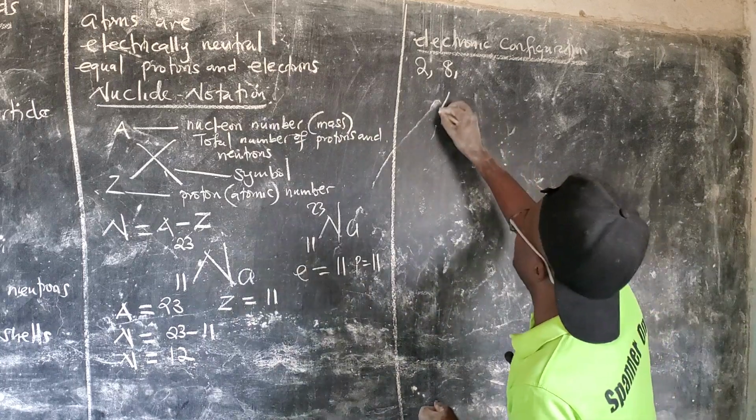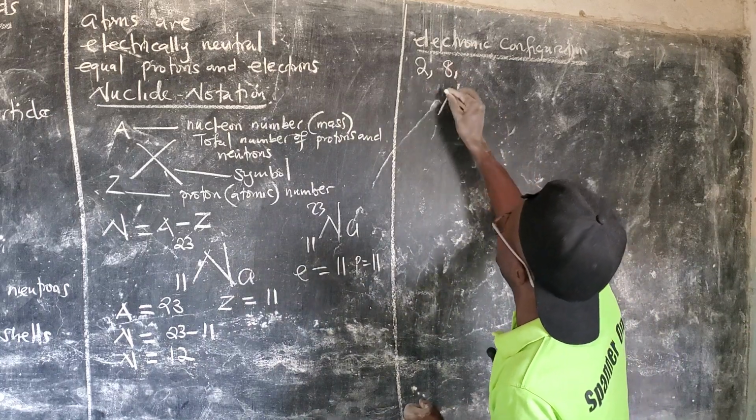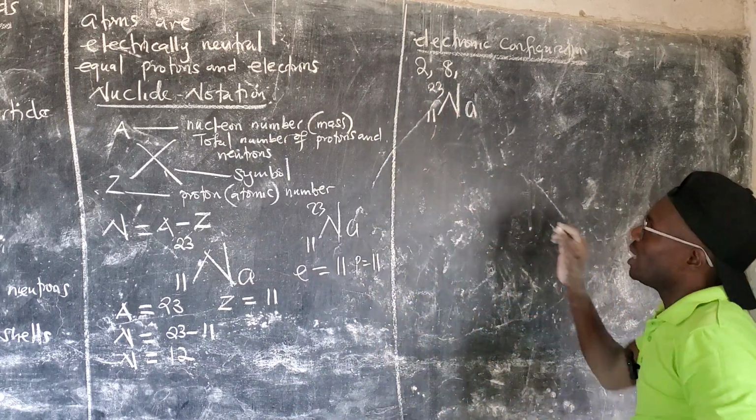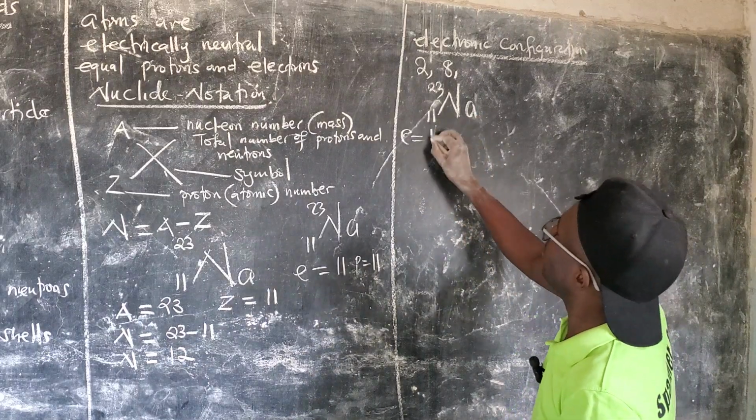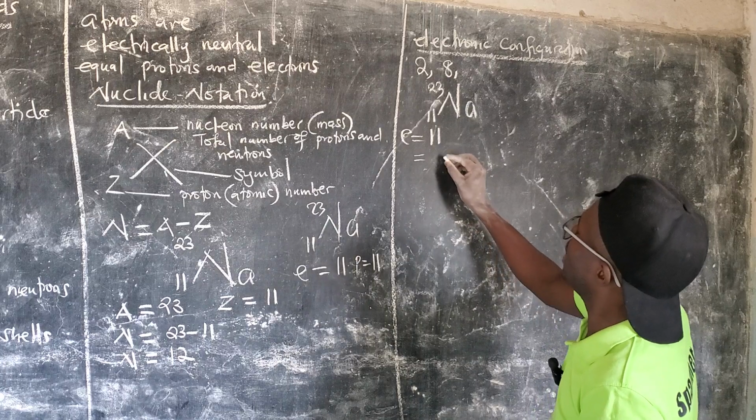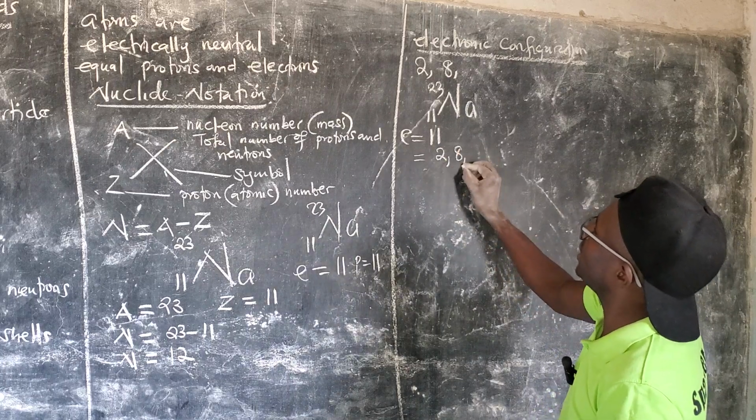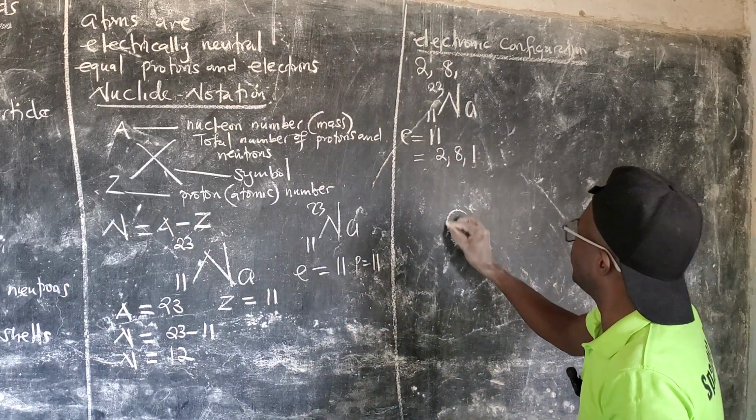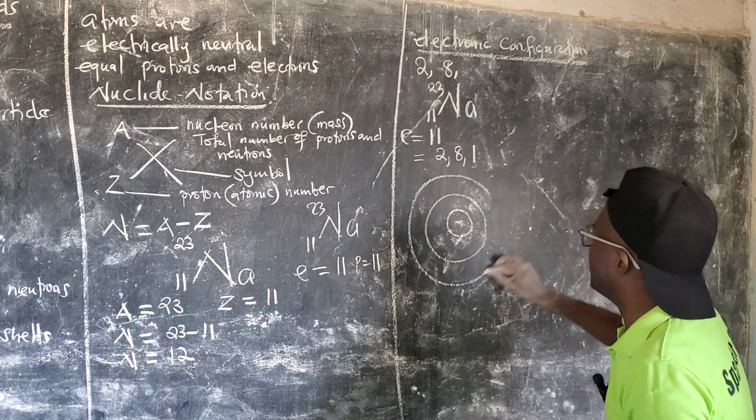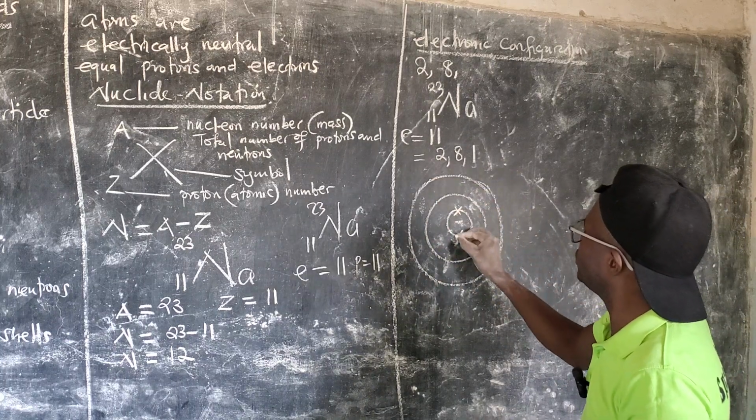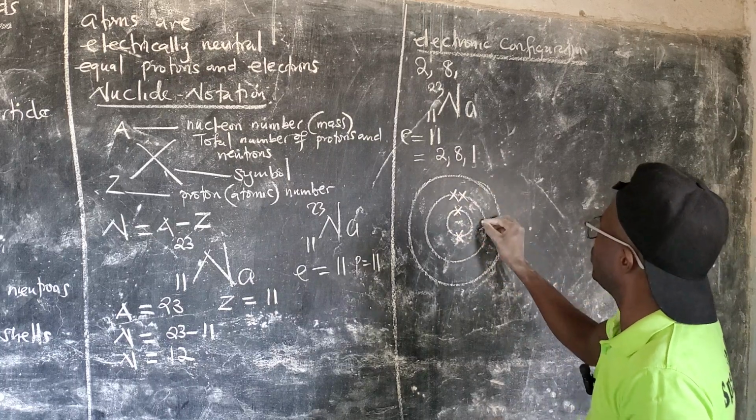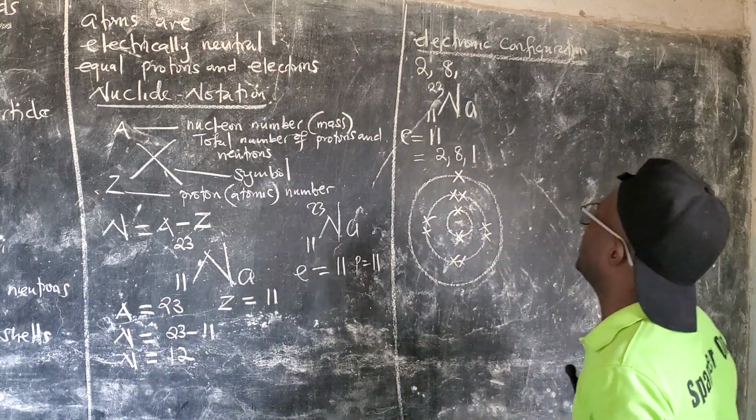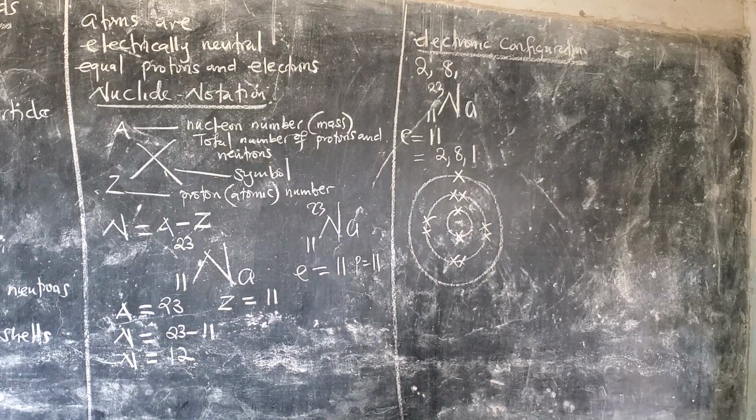So for example, let's talk about sodium. If I say sodium, it is 23 and 11. For the electronic configuration, we use the electrons. How many electrons do you have in this sodium? We've got 11. When I distribute this 11, the first shell contains 2, the second shell is 8, then the last one is the remainder, which is 2,8,1. If I was to draw that, I'm going to draw shell number 1, shell number 2, and the third shell. So I've got 2 there, then 8, and then 1 there. So this is what we call sodium.